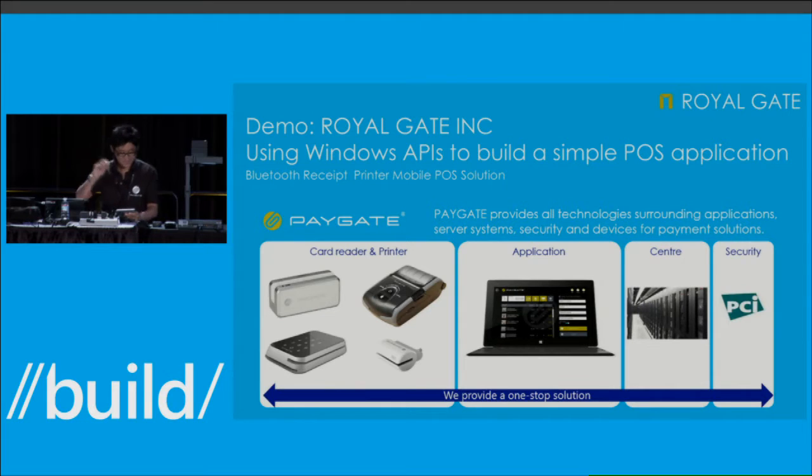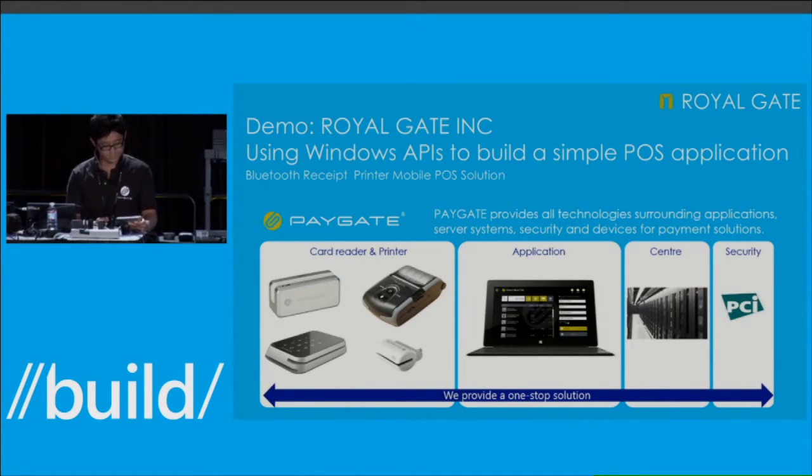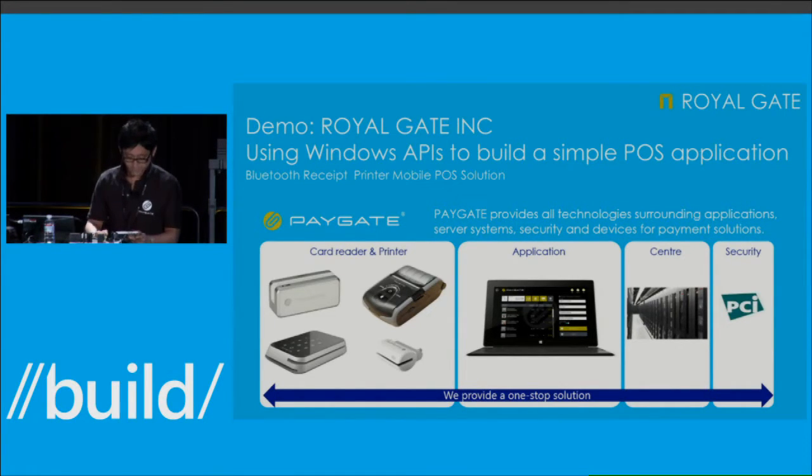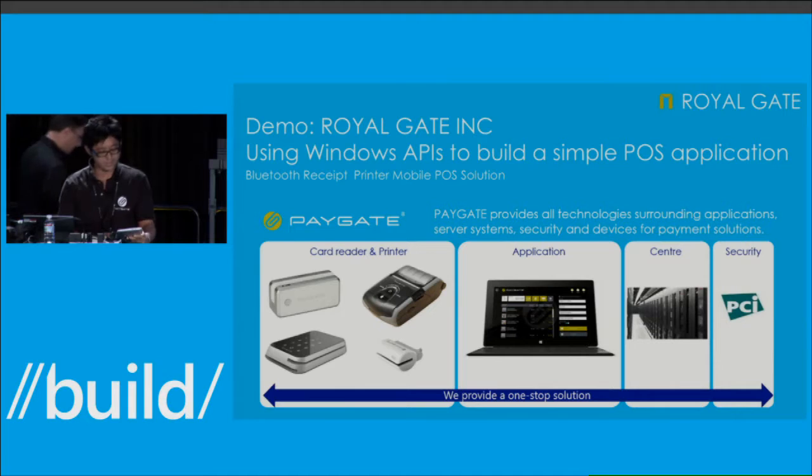Thank you. Okay. So our company Royalgate has produced a one-stop smart device payment solution called Paygate. Paygate provides all the technologies surrounding payment processing, including hardware, applications, server systems, and security solutions. Our company is based in Tokyo, and Royalgate has been in business since 2007. In related fields, we've been developing Paygate for the last 3 years. We have clients across all industries, including insurance, logistics, food and beverage, and events.